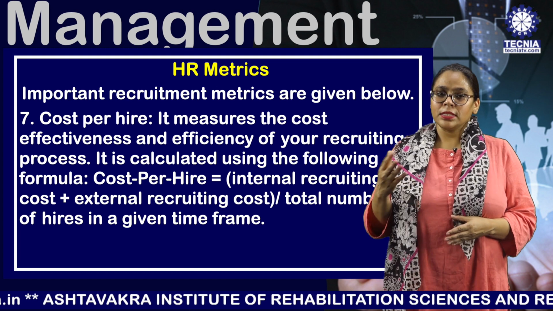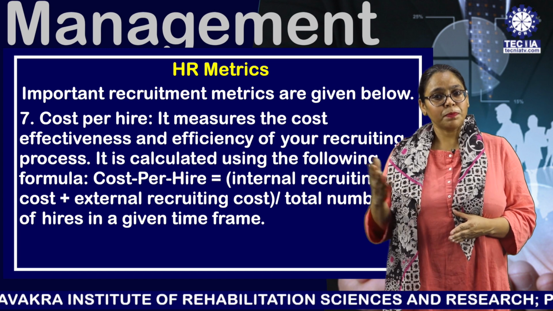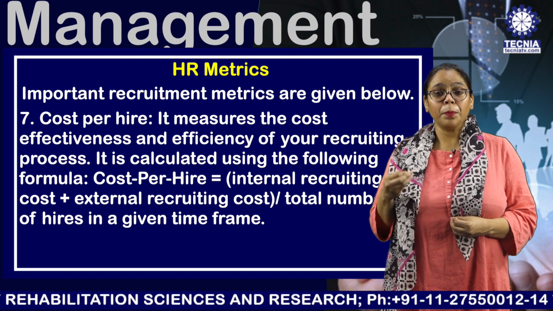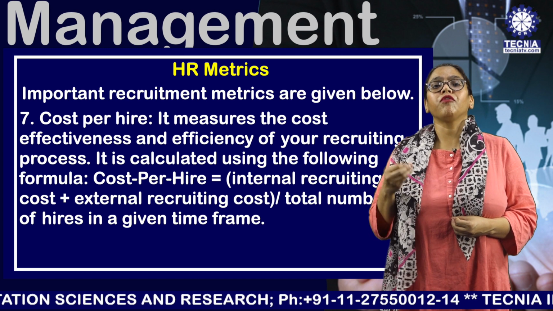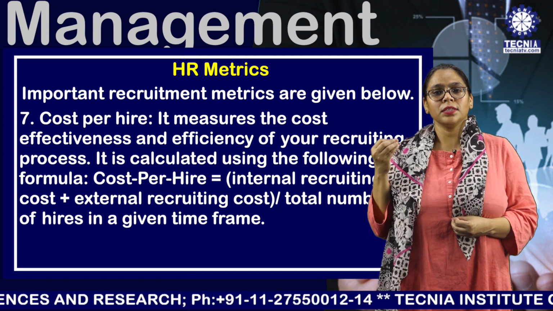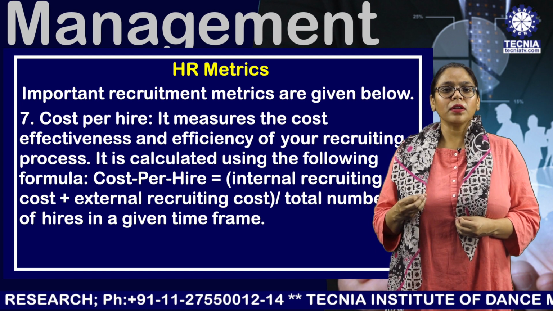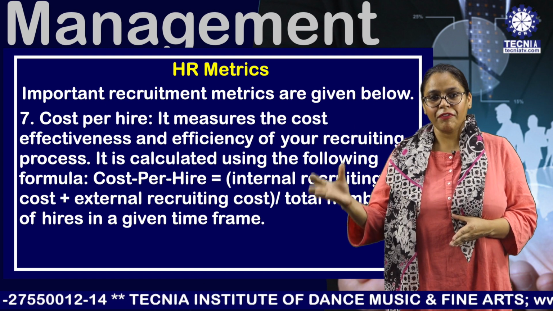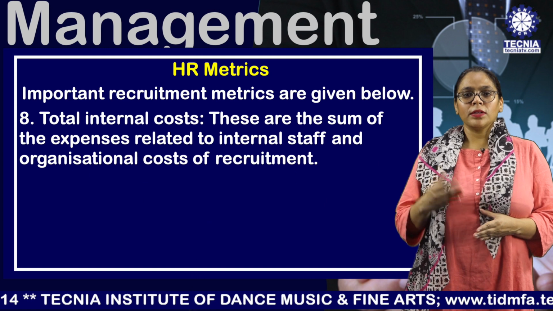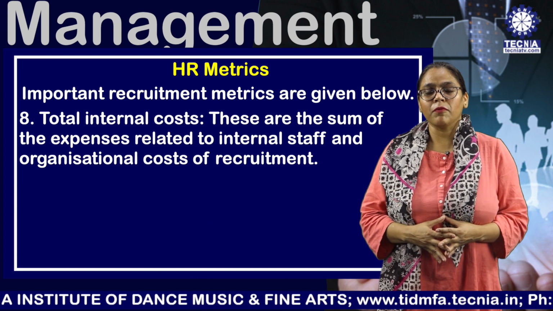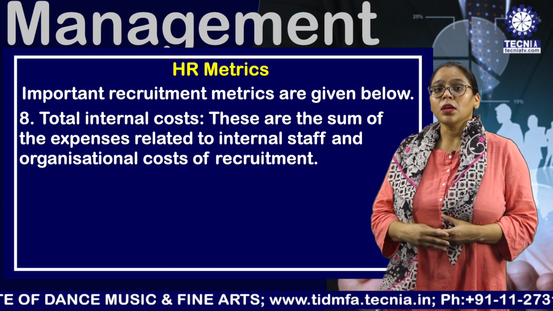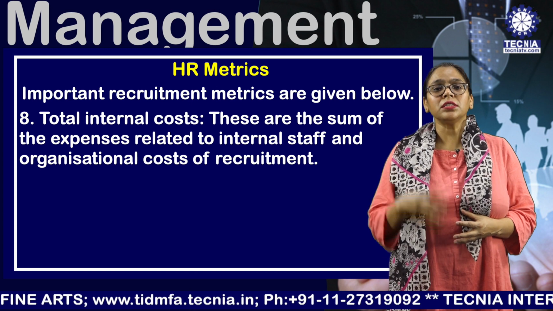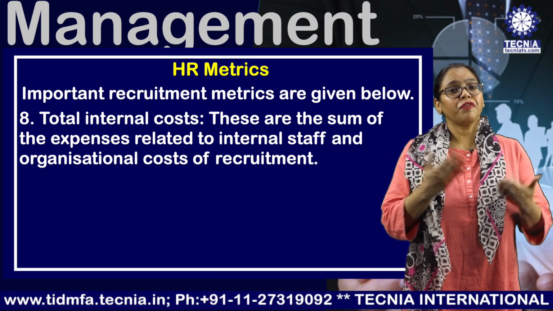Now, we will go to the seventh metric, which is called the cost per hire. It measures the cost effectiveness and efficiency of your recruiting process. It's calculated using this formula: cost per hire is equal to internal recruitment cost plus external recruiting cost, divided by the total number of hires in a given time frame. Now, we will move towards the eighth metric, which is called the total internal cost. The total internal costs are the sum of the expenses related to the internal staff and the organizational cost of recruiting.